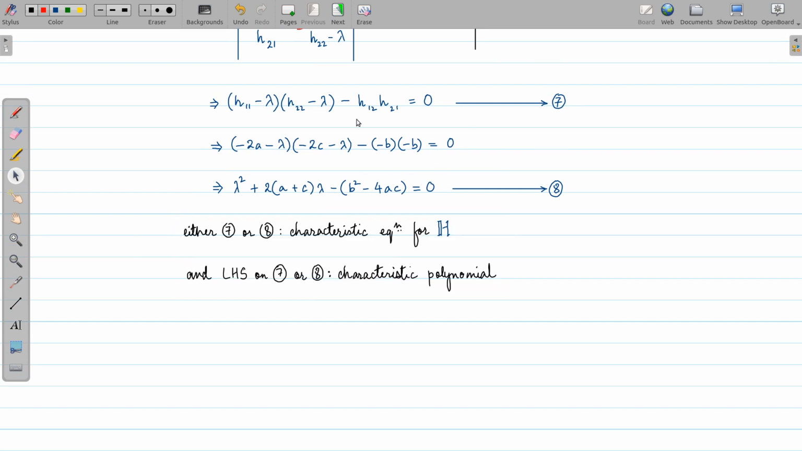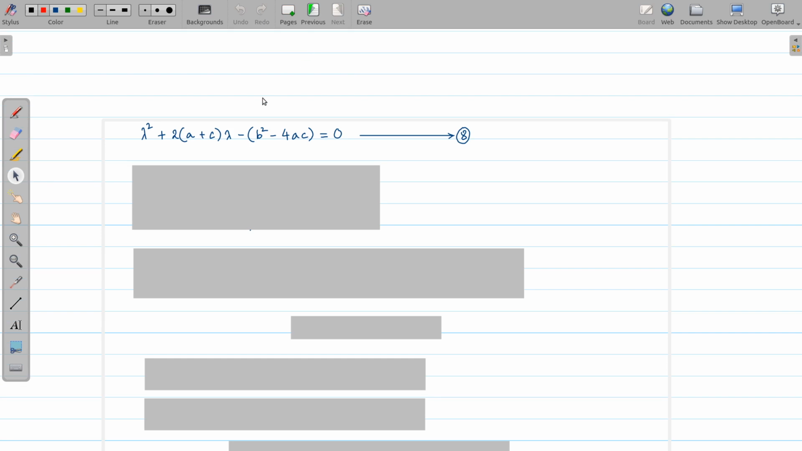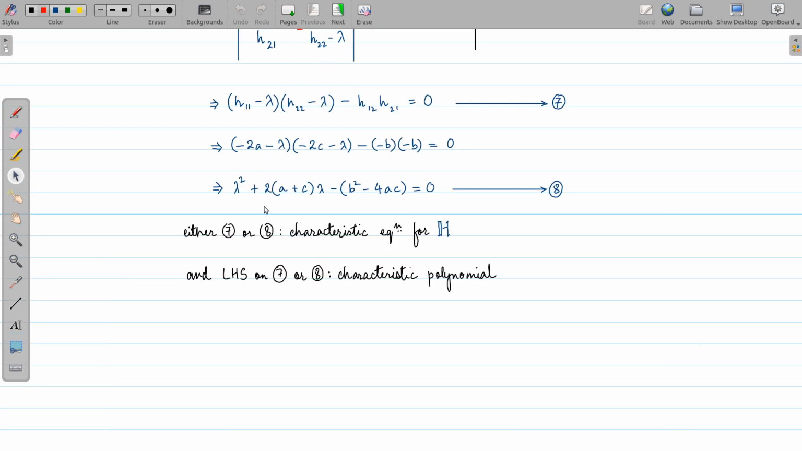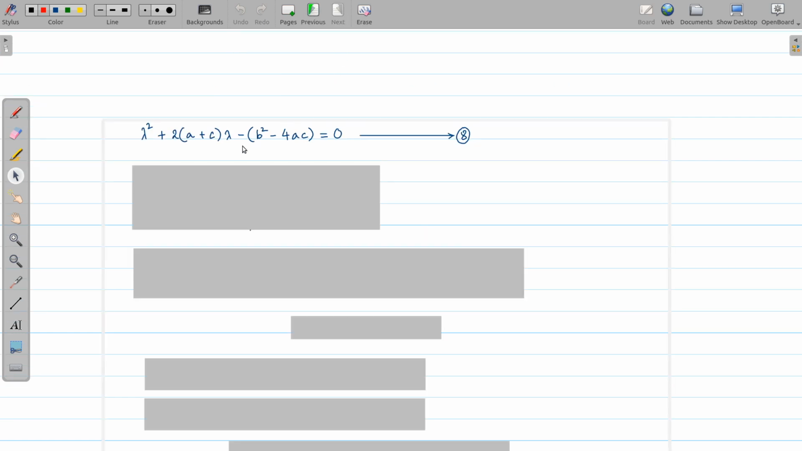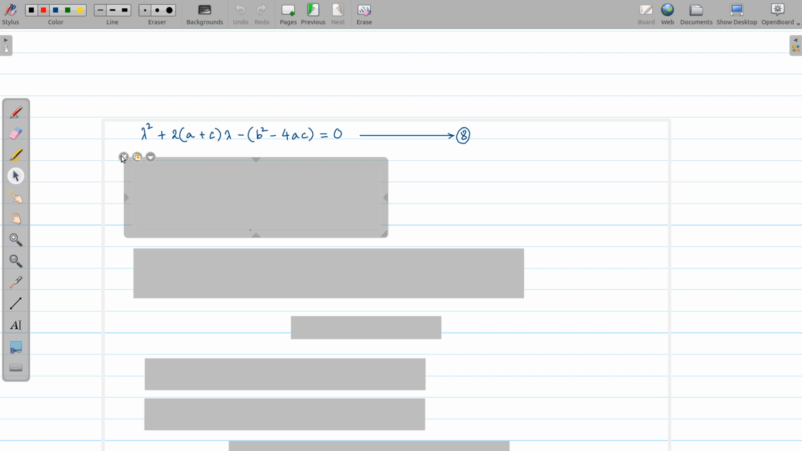Either of these equations, equation number 7 or equation number 8, is known as the characteristic equation for H, and the left hand side of this characteristic equation is known as the characteristic polynomial. So this is a polynomial that we have here on the left hand side. We'll just take equation number 8, that's the characteristic equation.